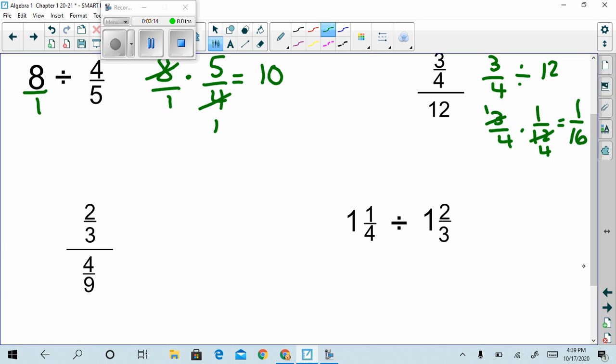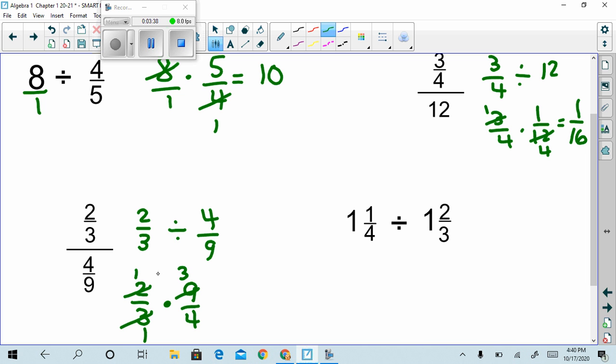Again, this can easily be written as 2/3 divided by, because the fraction bar represents division, 4/9. The rule of division says to multiply by the reciprocal. You keep, you switch, you flip. 3 into 3 once, 3 into 9 3 times. Common factor here is 2, and I get 3/2. 3/2 can be converted into 1 1/2.